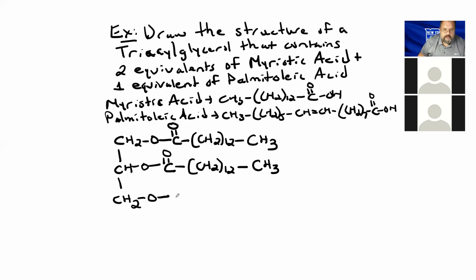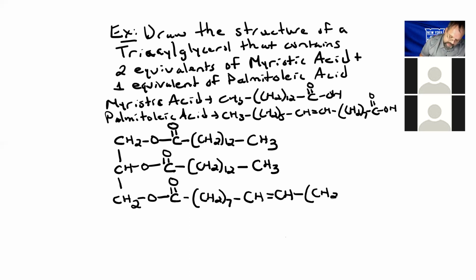Now down here, I have to put in my palmitoleic acid because I've already used my two equivalents of myristic acid. So again, I'm going to go to the palmitoleic acid. I'm going to take off the OH. This oxygen is going to be attached to the C double bond O carbon of palmitoleic acid, which is then followed by 7 consecutive CH2s. Then I have a carbon-to-carbon double bond with CHs. Then after the right CH, I would have 5 consecutive CH2s. And then after that, I would have my CH3. And this is the triacylglycerol that you would have to draw here.